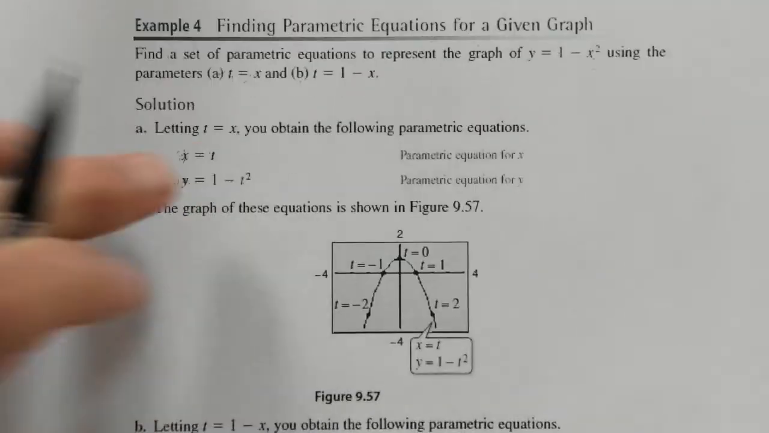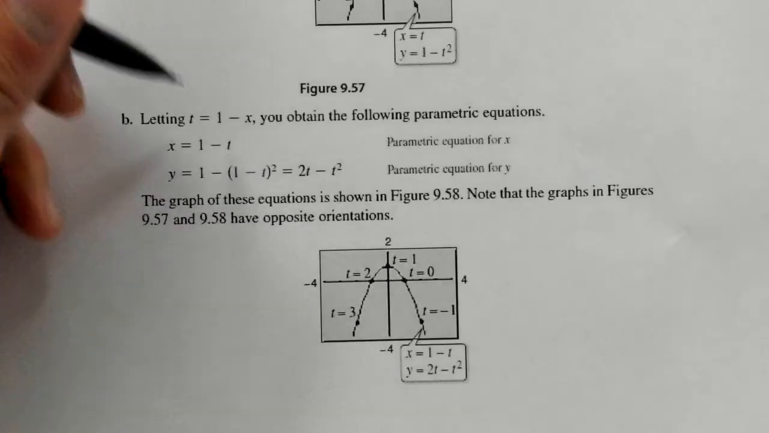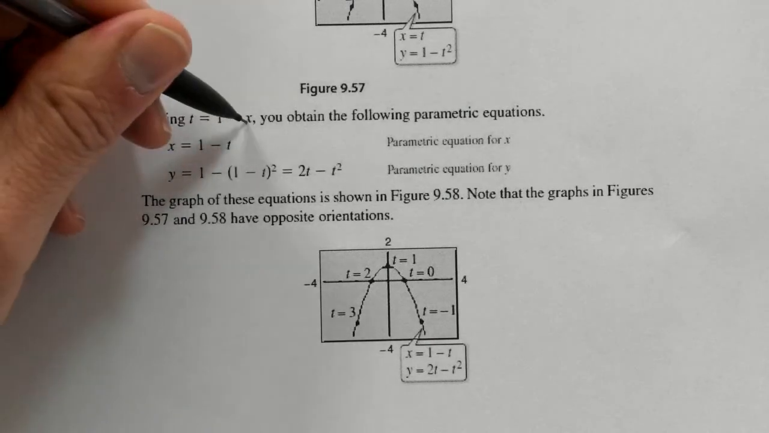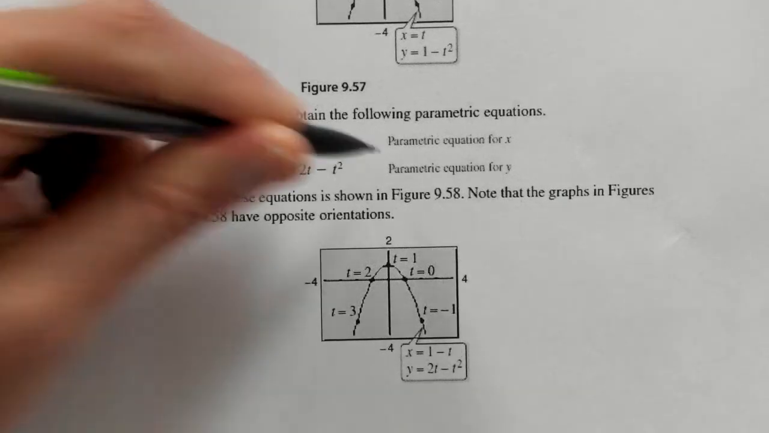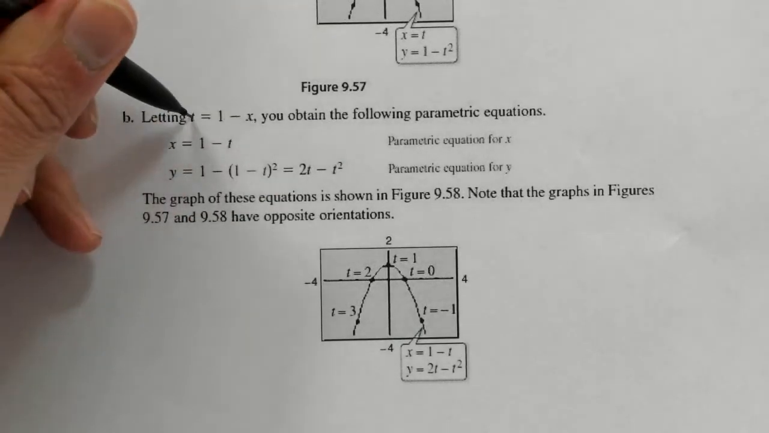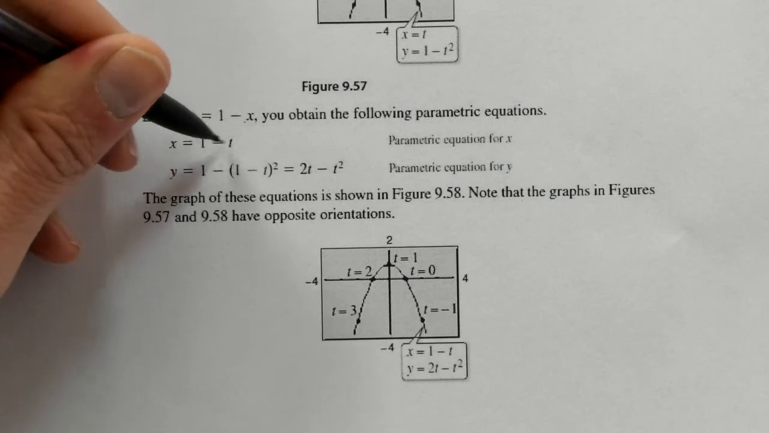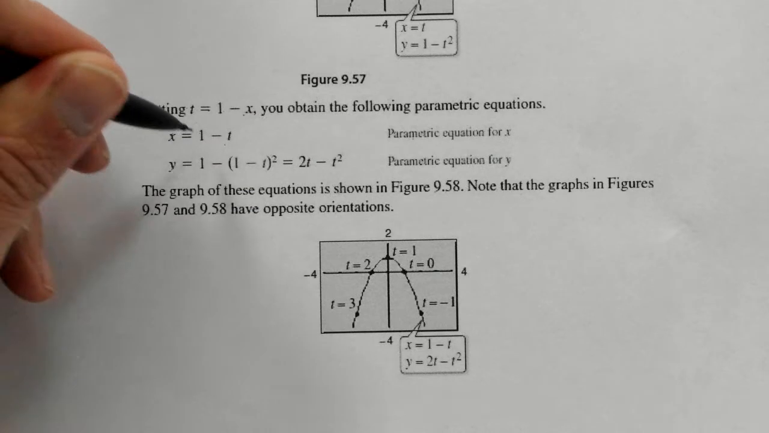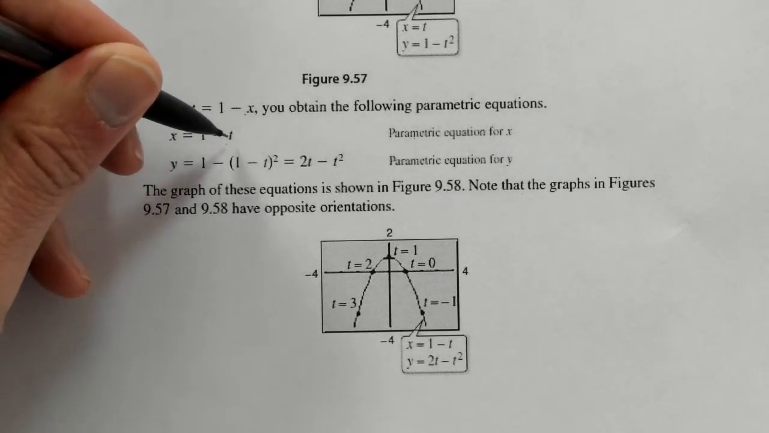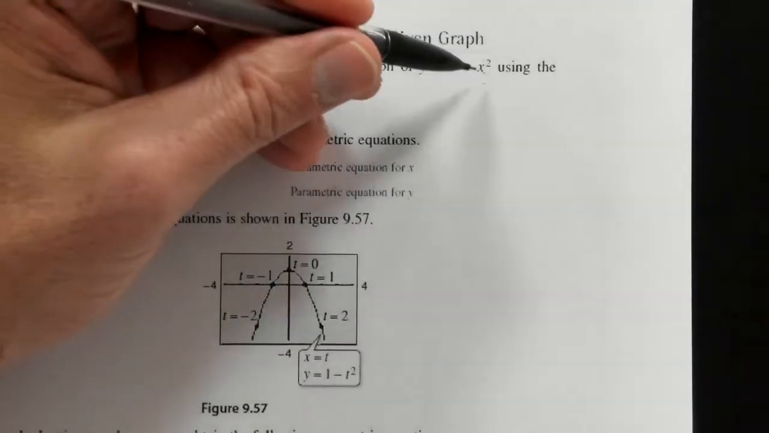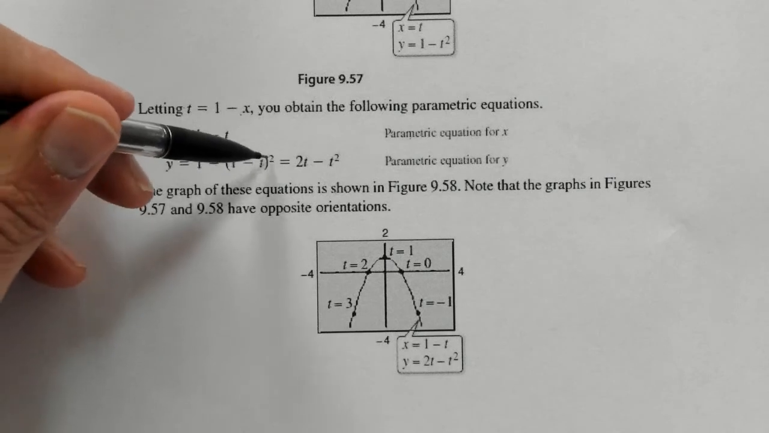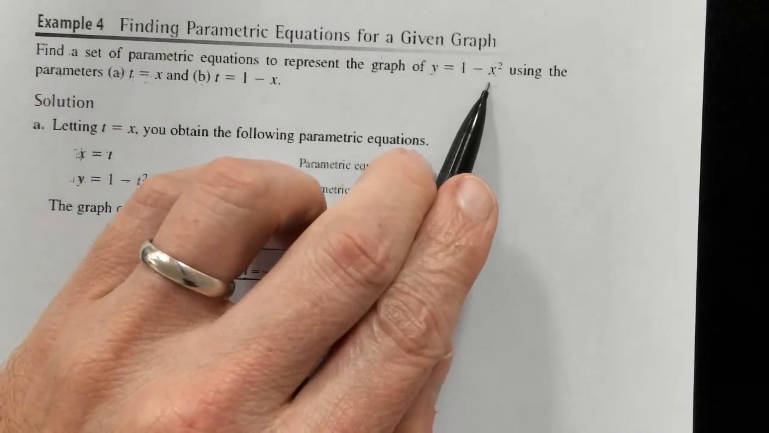Okay, what about the other one though? What about my parameter t equals 1 minus x? First step, rearrange this and solve it for x, and that gives you your x parametric equation. So move the x over here, move the t over here, and we get x equals 1 minus t. That's the x parametric equation. Now, how do we get the y parametric equation? Well, I need to take 1 minus t, that's what x is equal to, and plug it in here. So that would be (1 minus t) squared. That goes in for x.